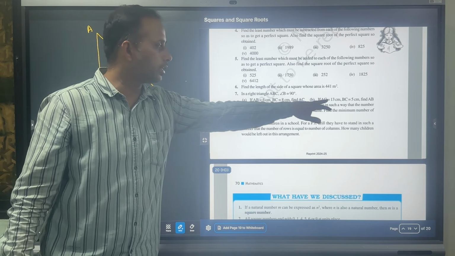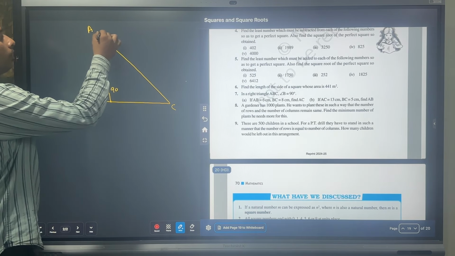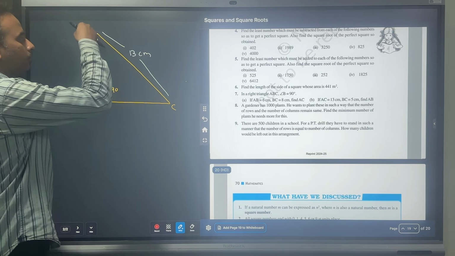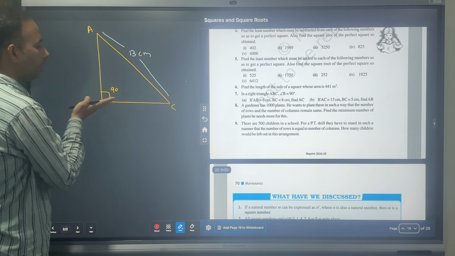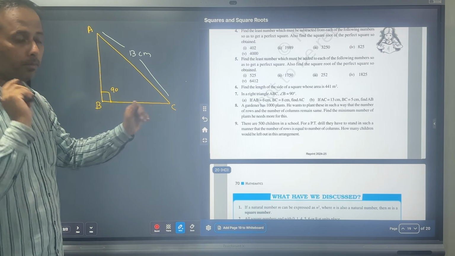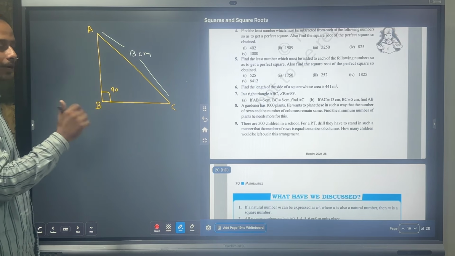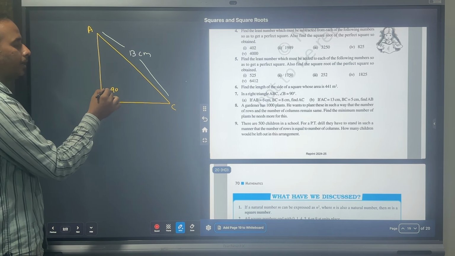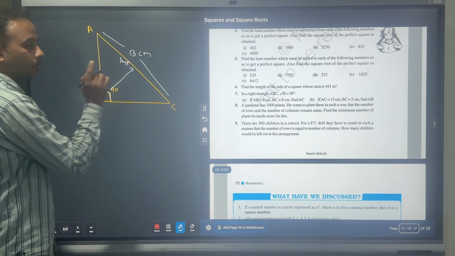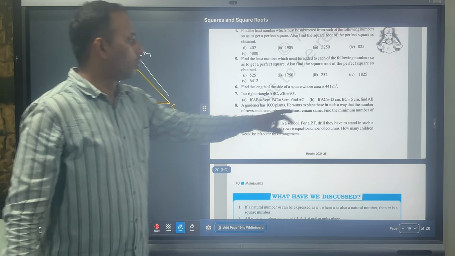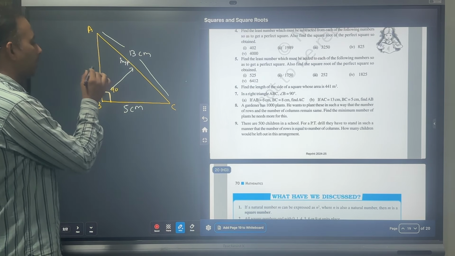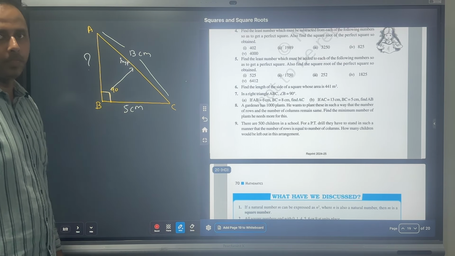You can see here AC is 13. For Pythagoras, the hypotenuse value is given. This is our hypotenuse. The one that is slanted, the slope, that is your hypotenuse. Remember. Or else you can consider the side opposite to 90 degree. The side opposite to the 90 degree, what do we consider it? Hypotenuse. Remember that. Okay, and what is the value of BC? BC is 5 centimeter. This time I need to find AB.